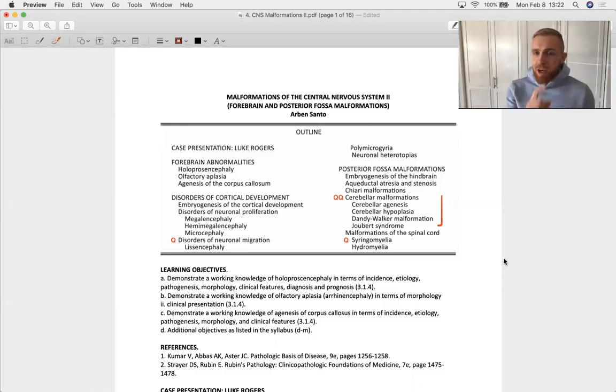So understand a Chiari 1 versus a Chiari 2 versus a Dandy-Walker versus a Joubert. And then I would say you'll get a question on a Syringomyelia, real easy there. That's going to be a dilation of the central canal of the spinal cord.